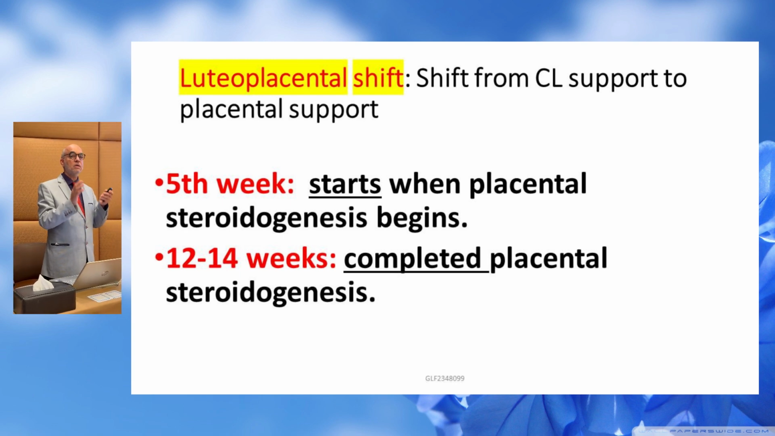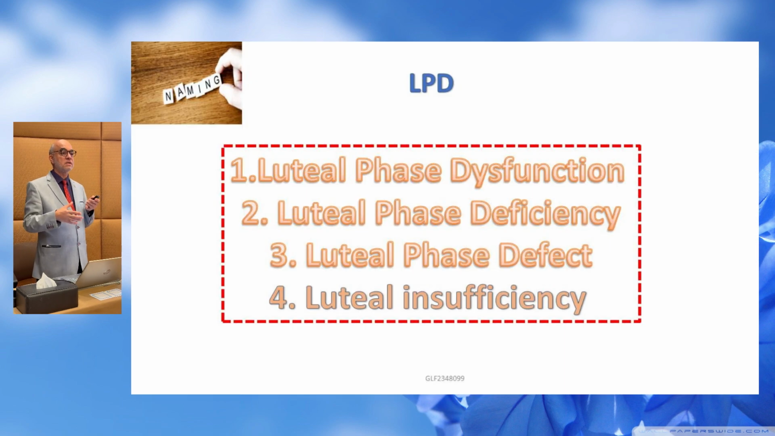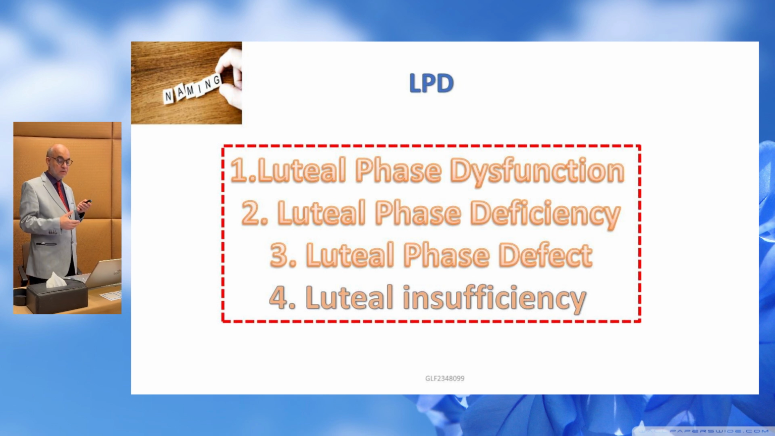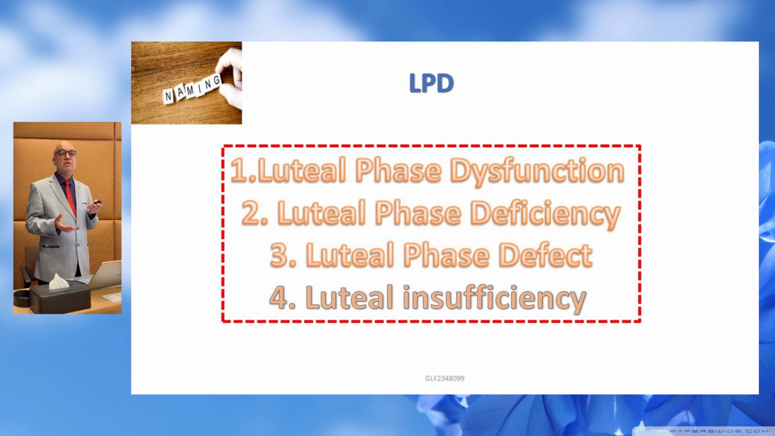Now, this topic is controversial and confusing for most of the doctors, because number one, the name of this disease. Is it luteal phase defect? Is it luteal phase dysfunction? Is it luteal phase deficiency or luteal insufficiency? All these terms are used in literature. And what about the definition of luteal phase defect?